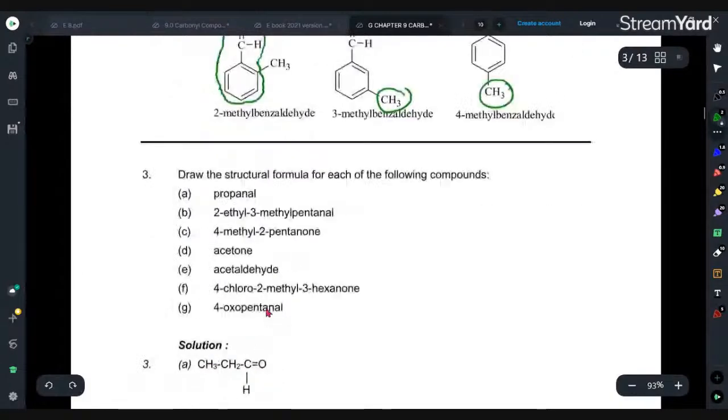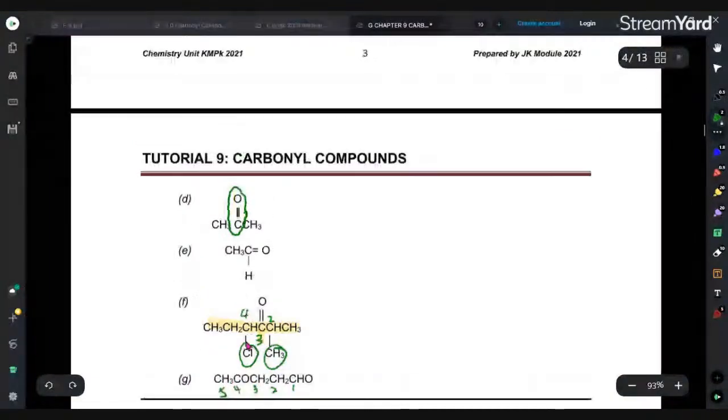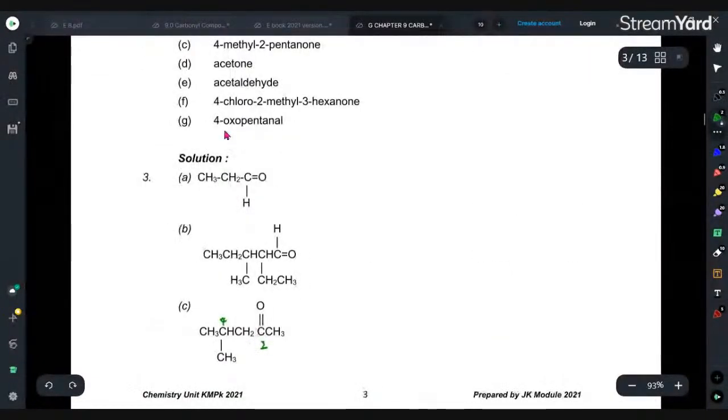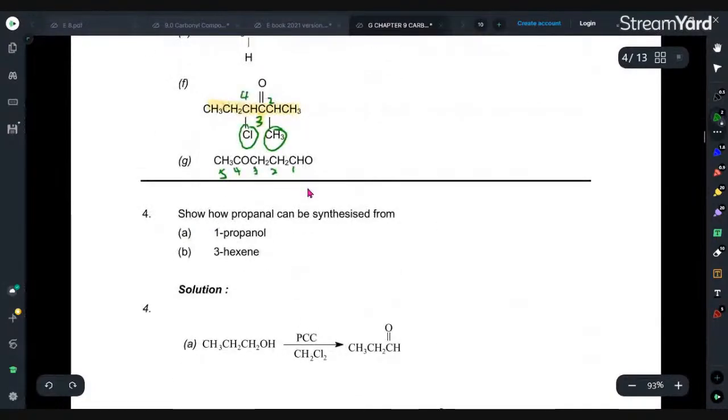So aldehyde, pentanal. Okay, aldehyde, pentanal. 1, 2, 3, 4, 5. Pentanal. At position 4, there is a ketone. That's why 4-oxopentanal. Okay, 4-oxopentanal. This is quite new for you all, and you won't remember this one.